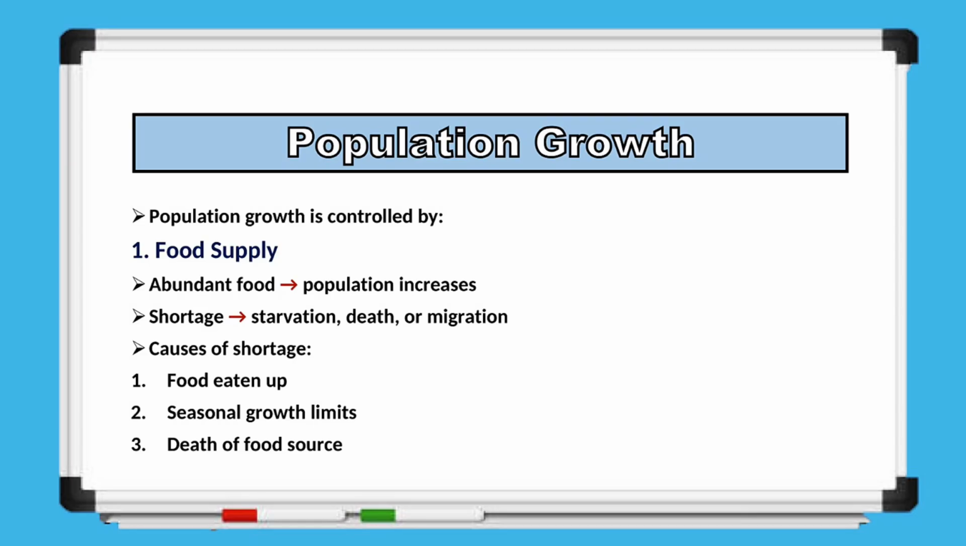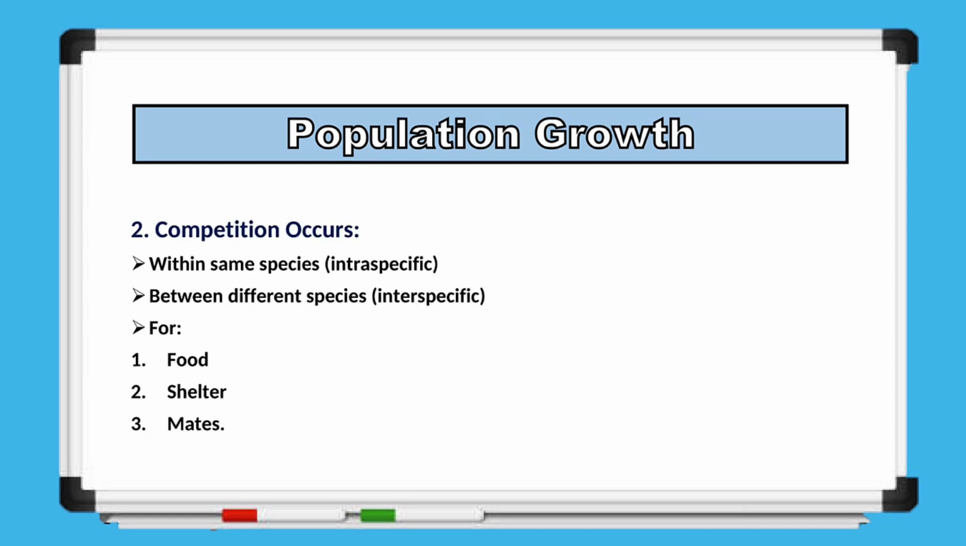However, when food becomes scarce, organisms may starve, migrate to other areas, or fail to reproduce, causing the population to decline. Food shortages may occur because food has been used up, seasonal changes reduce food availability, or the food source itself decreases. The second factor is competition.